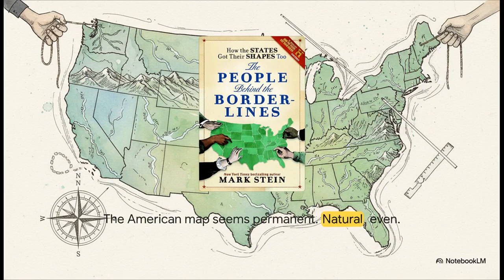Yeah, we see these shapes all the time. We learn them in school, right? And we just kind of assume they're as fixed and permanent as, say, a mountain range or a river. But those lines? Nope. They are completely man-made. And boy, do they have a story to tell.